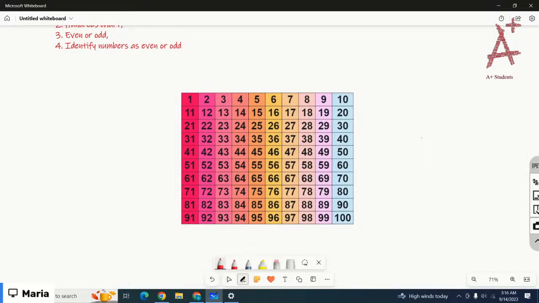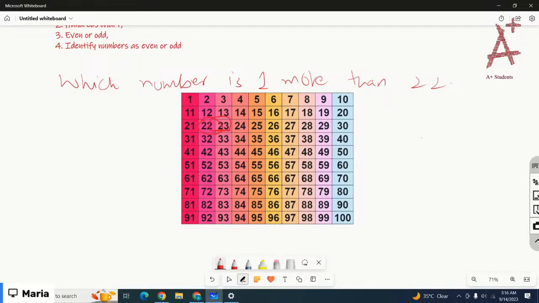Let me just write down the question on the board. The question is, which number is 1 more than 22, right? So find 22 in the chart. Okay, here is 22. You have to find one more, right? That means you have to move one right of 22. When you move one right of 22, the answer is 23, right?